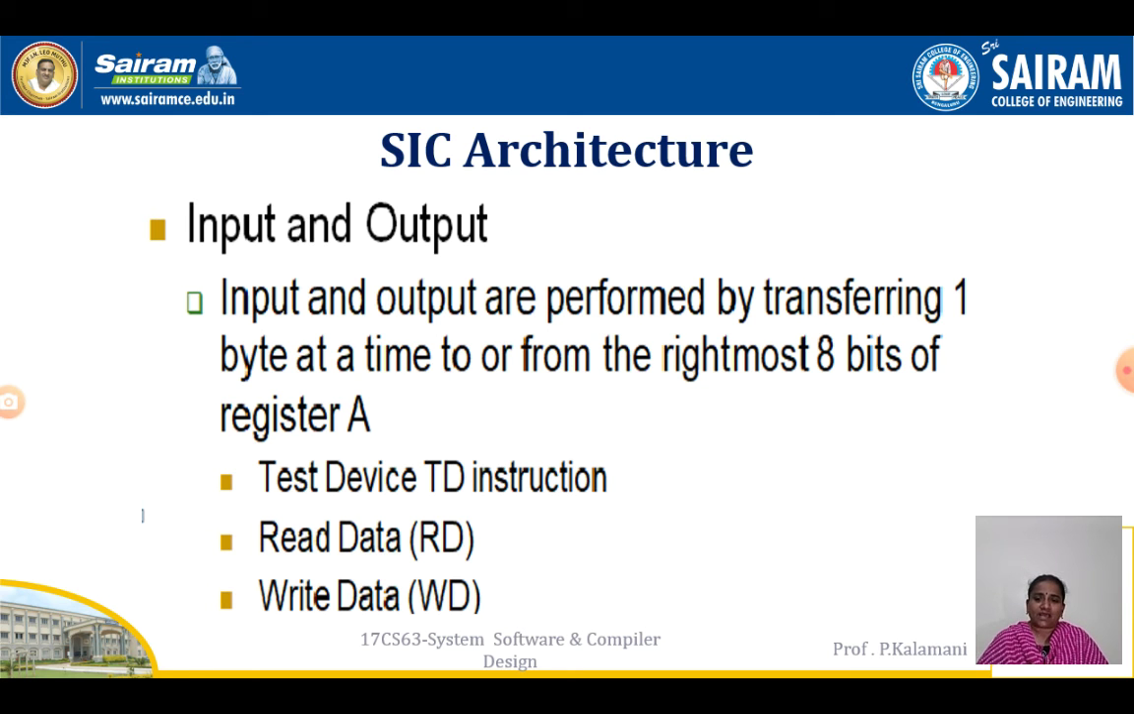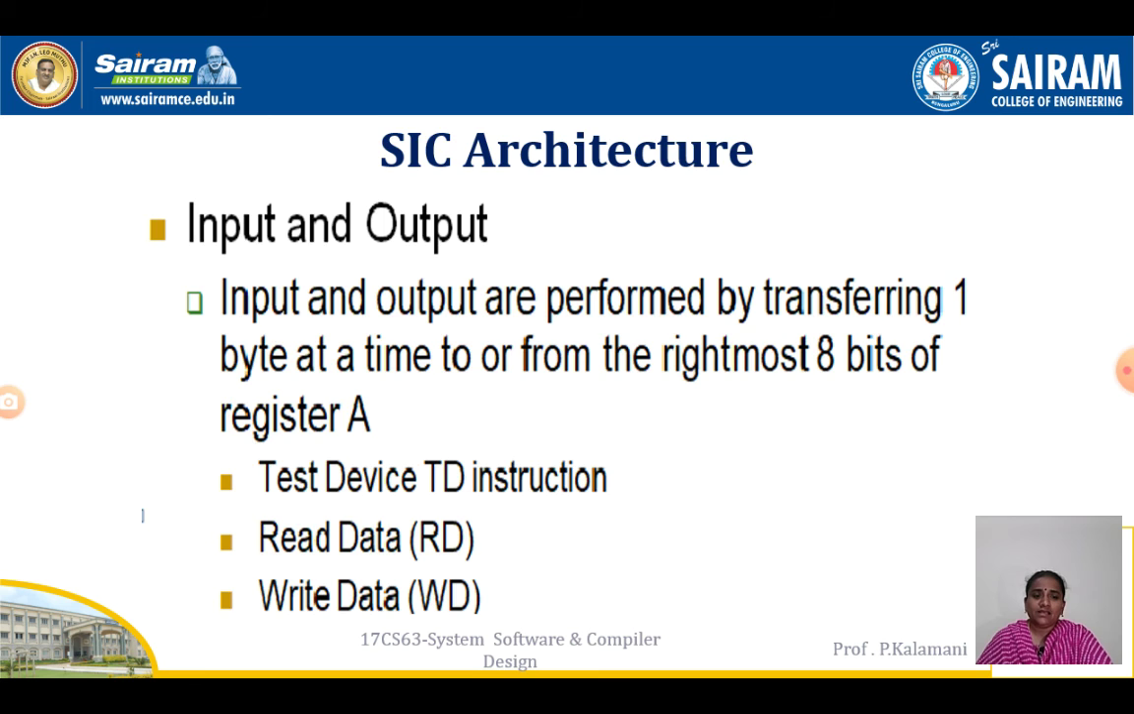So for that we are having three instructions: test device TD, read data RD, and write data WD. The test device is used to test the input device or output device, whether it is ready to read or write the data. Once it is ready, then for an input device the read operation should happen, and for an output device the write data operation should happen. So if asked about the architecture of SIC, you should explain these 7 features one by one.